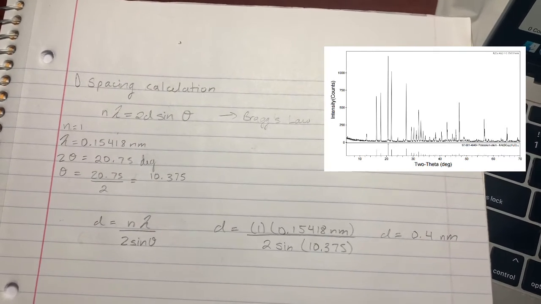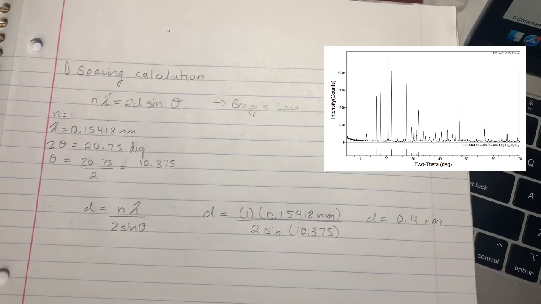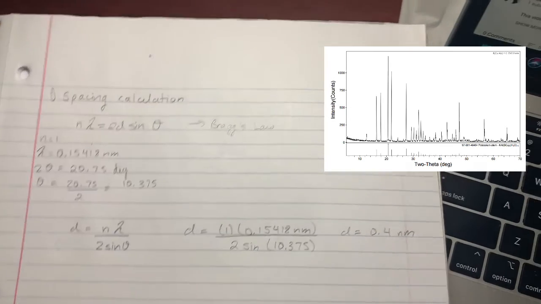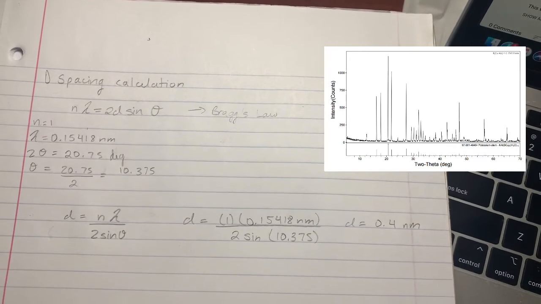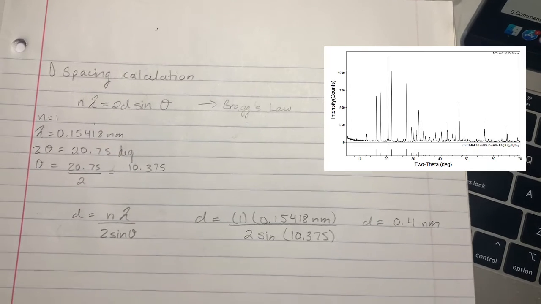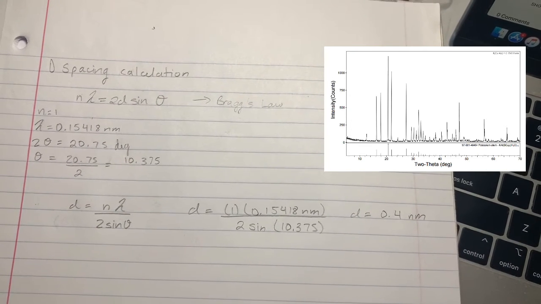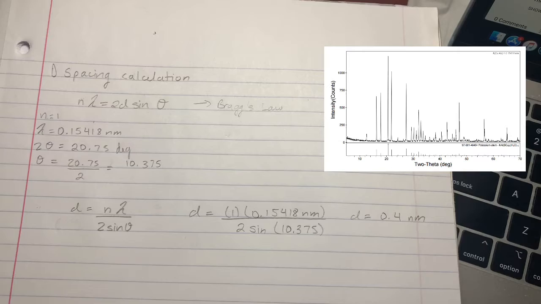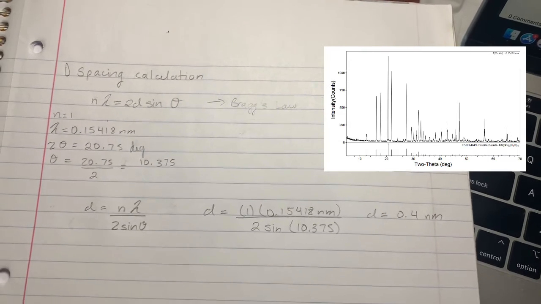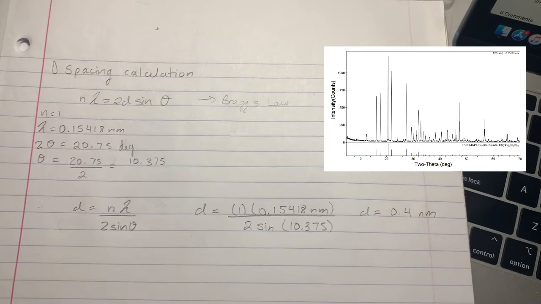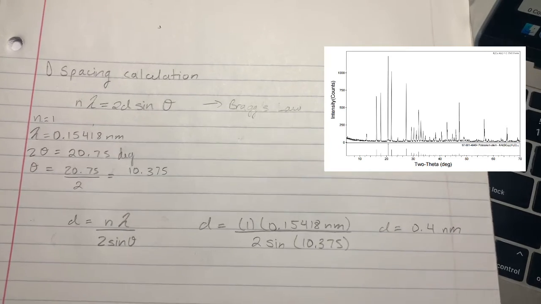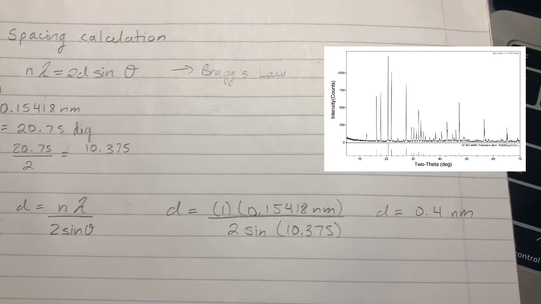For this case, n is equal to 1, lambda is given as 0.15418 nanometers, 2 theta is equal to 20.75 degrees, which means that theta is equal to 10.375 degrees. After plugging these values into the Bragg's law equation, the d-spacing is 0.4 nanometers.